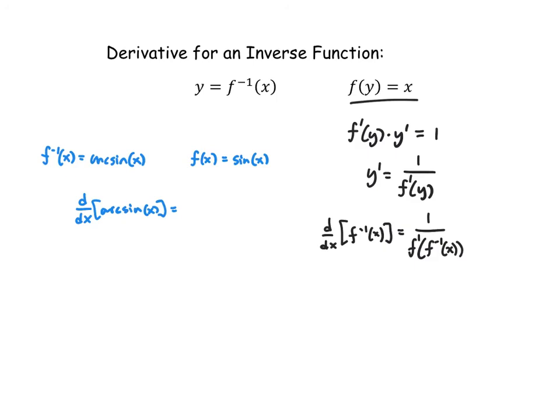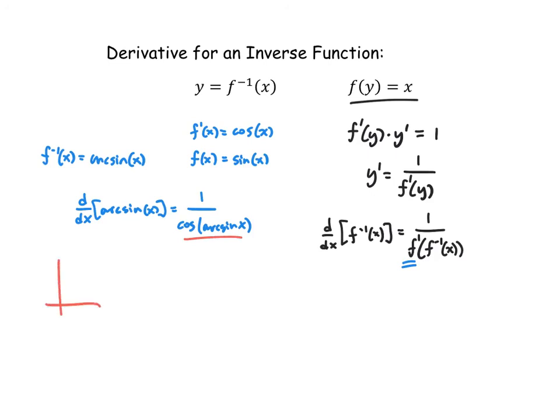Well, I know it would be 1 over something, right? Now, what is that something? That something is the derivative of f. Well, what is the derivative of f? Well, f prime is cosine of x. So I would have the cosine of the inverse function. And that inverse function is arc sine of x. Now, what does this actually mean? What is the cosine of the arc sine of x?